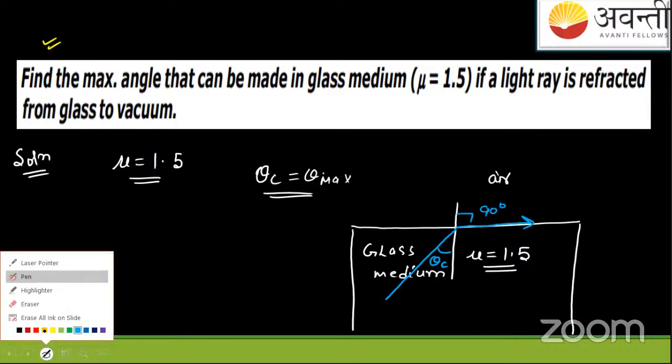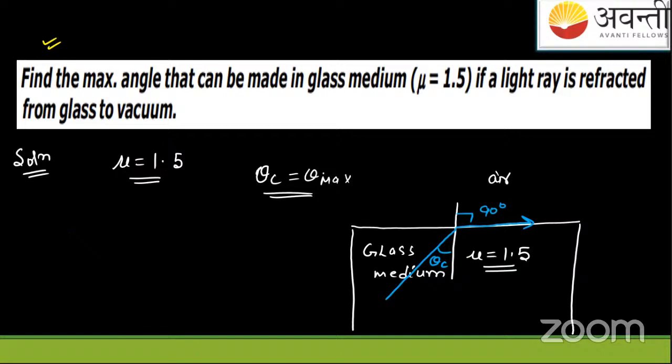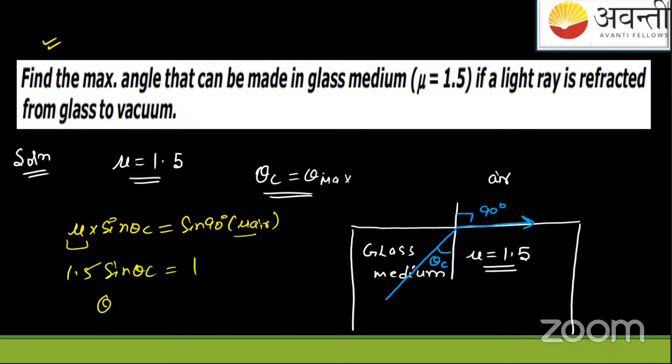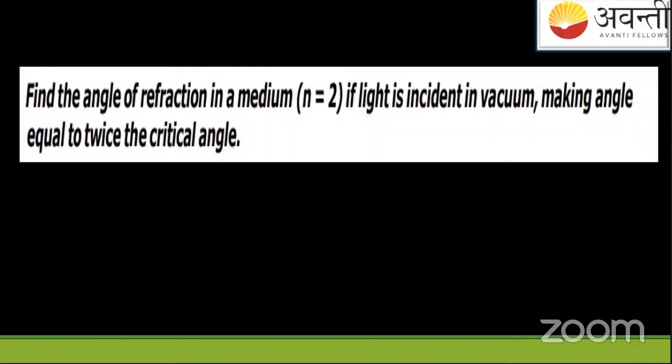Now you will write here like this: mu 1.5 sine theta c equals sine 90. You know this thing, sine 90 degree into the refractive index of air. So mu for this glass is 1.5, sine theta c, sine 90 degree, and mu here is 1. So you will get theta c equals sine inverse of 2 by 3. Okay, got it? Now the next thing is this.